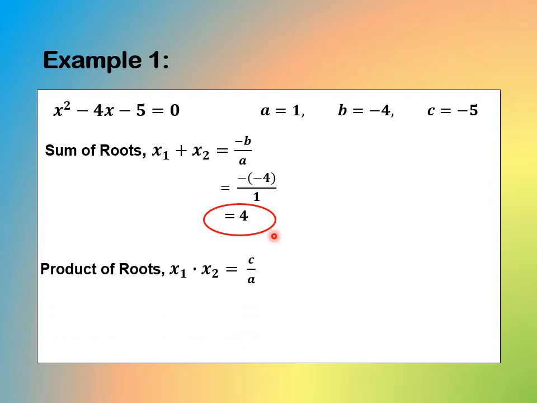Next, for the product of roots, we have the formula C over A. So again, substitute. Ang C natin is equal to negative 5 at yung A natin is equal to positive 1. So negative 5 divided by 1, that is equal to negative 5. Correct.